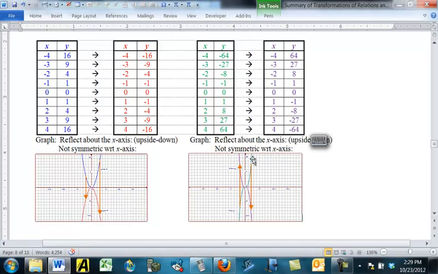We start with y equals x cubed. This time the first quadrant's flipped down to the fourth, and the third quadrant's flipped up to the second. And so we flip this over the x-axis this way.